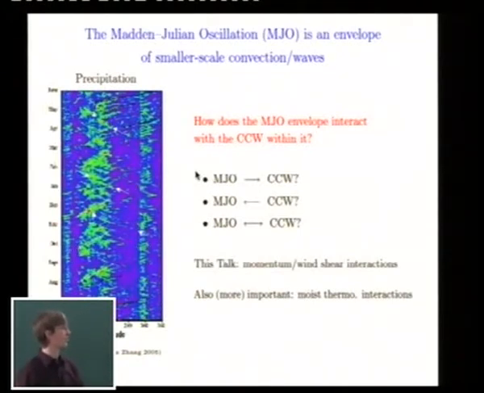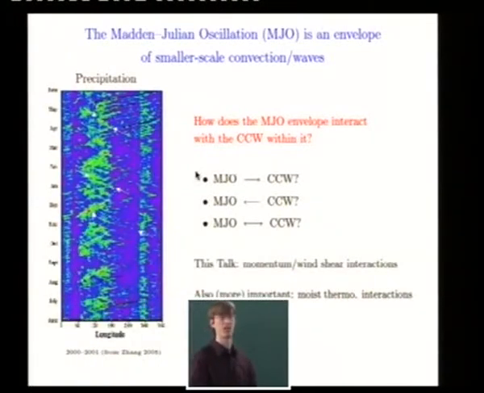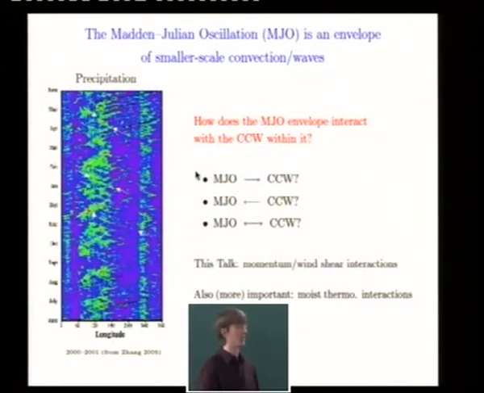And besides just the academic problem of understanding those two-way interactions, this is really at the heart of things like the Madden-Julian oscillation. So you might ask the same question in the context of the MJO. How does the MJO envelope interact with those waves that are within the envelope? Is it a one-way interaction, or is there a cooperative interaction between the two? And the work that I'm going to show here in a little bit is going to suggest that there are cooperative interactions between the two in different ways.